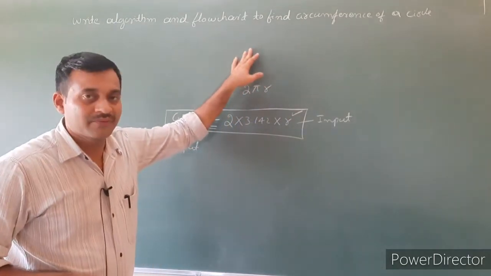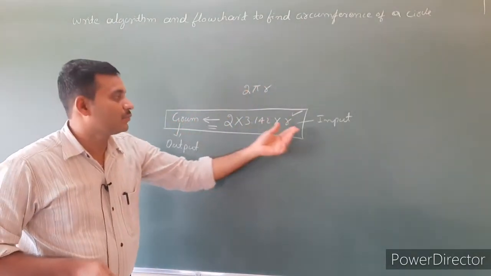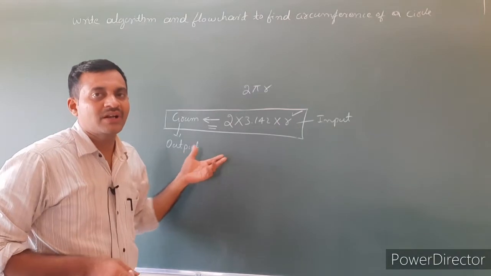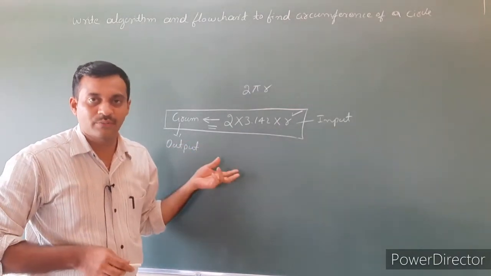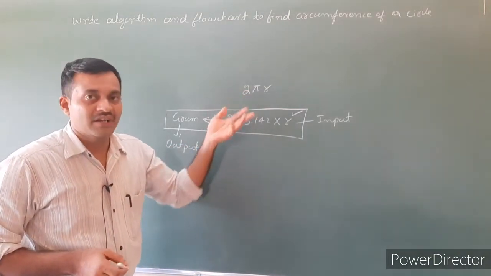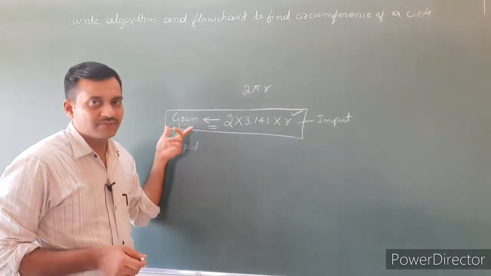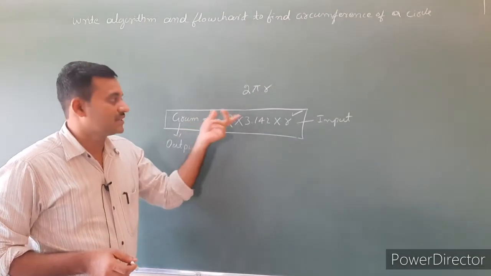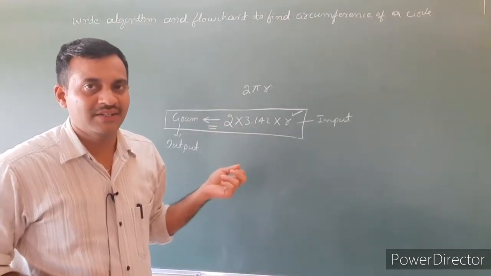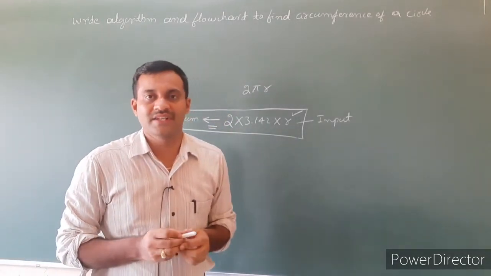Based on the definition, we analyze the input variable, then the output variable, and additional requirements. There are no additional requirements because 2 and pi are constants. So the input variable is the radius, and the output is the circumference of the circle. Using this expression, we have to design the solution.